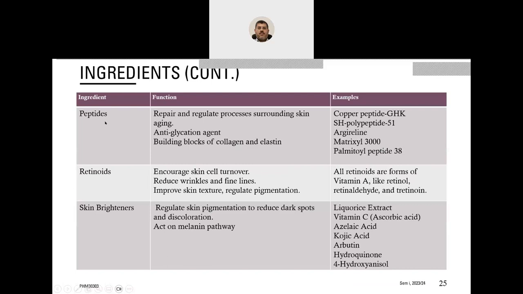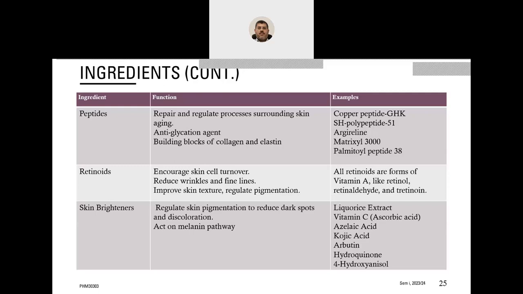Peptides are also used to repair and regulate processes surrounding skin aging. They are used as anti-glycation agents. Talking about glycation, it is about glucose, especially in those with high glucose levels. The glucose may bind to the amino groups of the proteins in the skin or in the body, and this will cause the manifestations of metabolic syndrome; this is the mechanism of it, glycation of proteins. So these peptides are anti-glycation agents, so they are protective. And they also act as building blocks for collagen and elastin.